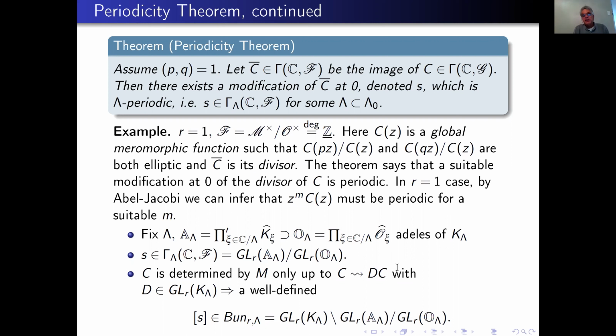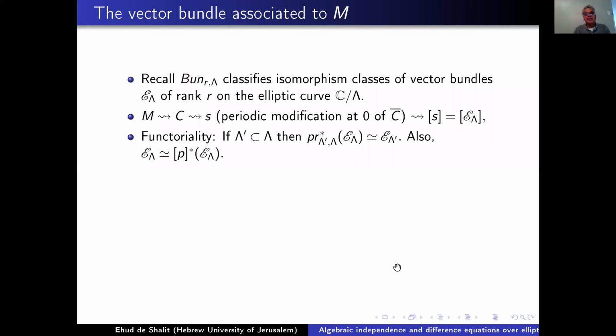And once you see this, you remember that this is a very well-studied object. This is the space called Bun_R(lambda), or it's actually the set of points of a certain stack, but we don't have to use this high language. And this double coset space really classifies isomorphism classes of vector bundles of rank R on the elliptic curve C over lambda.